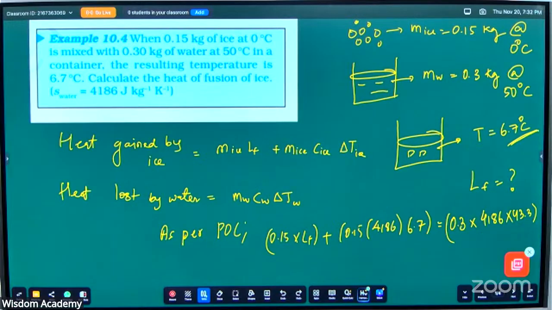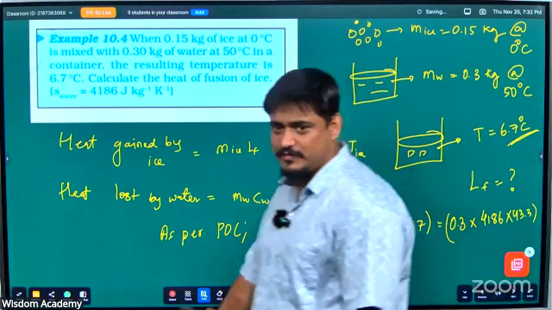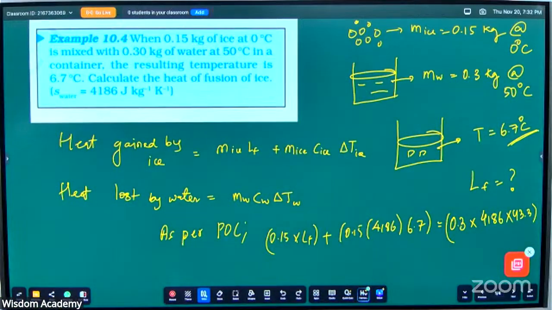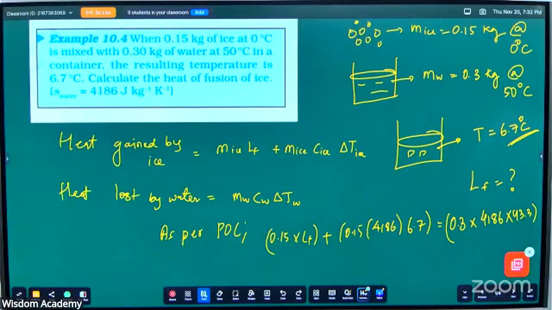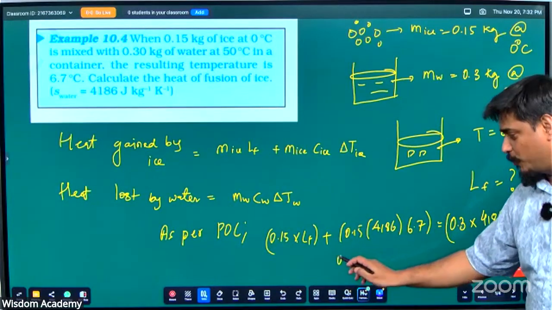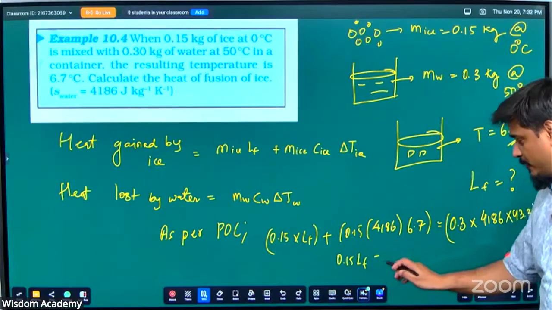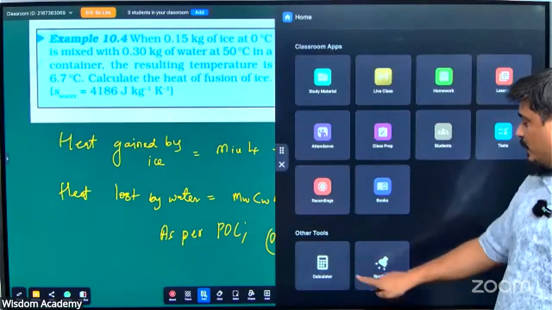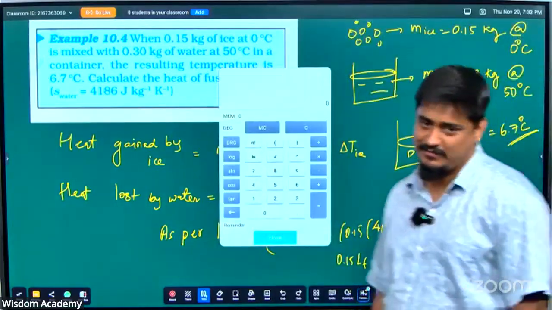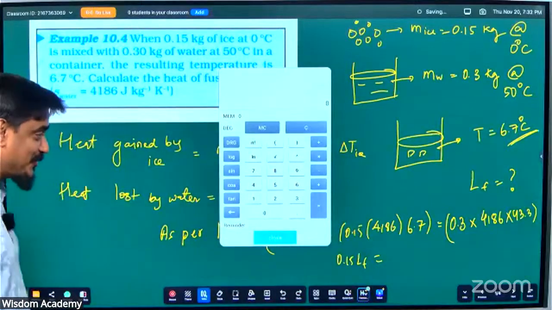Yes. If you have basic addition, multiplication, subtraction knowledge, you can get the answer. Oh, now only you found 43.3. Very good. 50 minus 6.7, you took one decade to get the answer. Great. Anyhow, when you multiply these three, 0.15 L_F will become equal to this minus this. Since somebody told the answer, let me verify it, and I can always use a calculator because I am not a student, but you cannot use it in the examination.